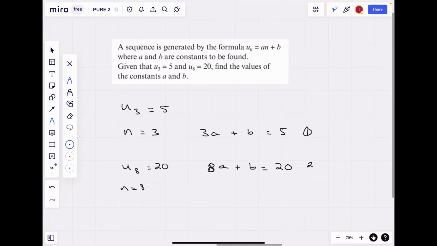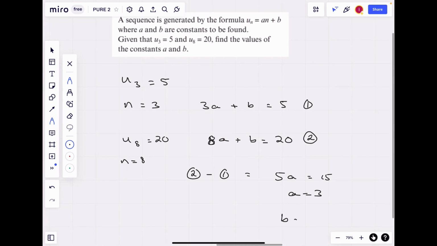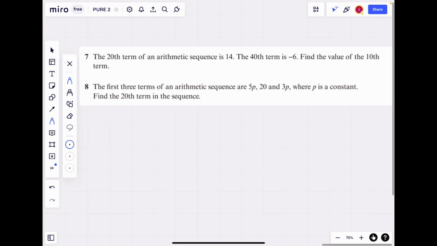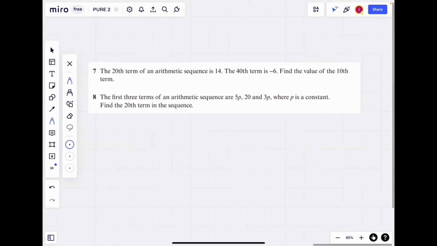So if you minus 1 from 2, you end up with 5a equals 15, so a equals 3. And when a equals 3, you sub it in, b gets minus 4. That is the basics of arithmetic sequences. Can you try question 7 and question 8 for me, please?